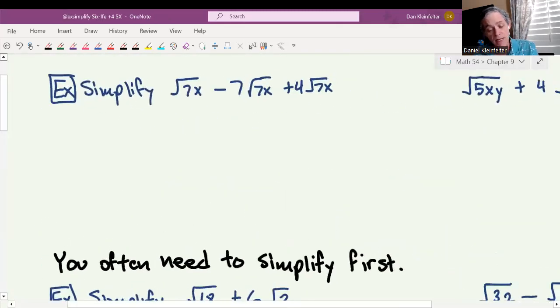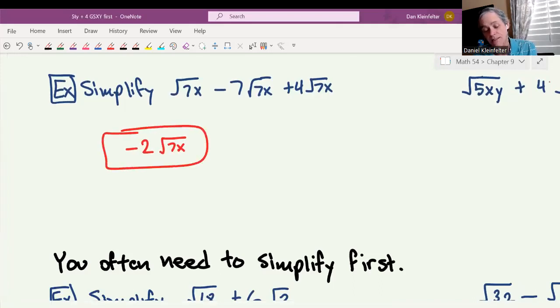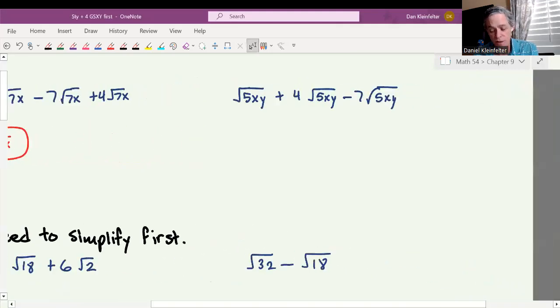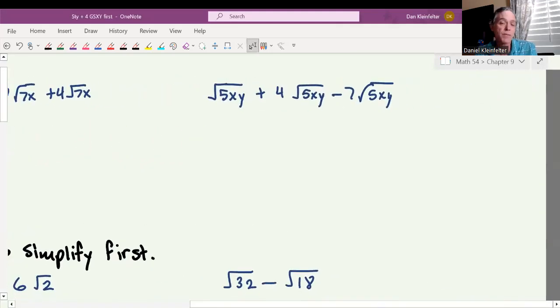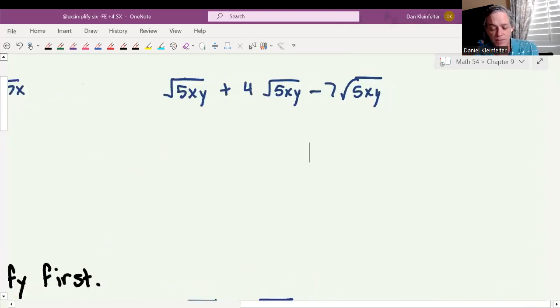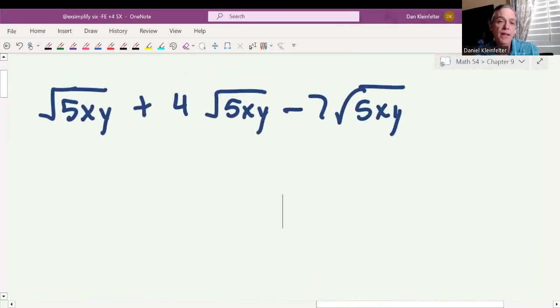A couple more. Square root 7x minus 7 square root 7x plus 4 square root 7x. So let's see, we've got 1 of something minus 7 of that same something. That's negative 6. Negative 6 plus 4, that's negative 2 of that something. That something is the square root of 7x. Okay, here's one for you to try. Take a minute, pause the video, try this one yourself, then restart the video and see how you did.